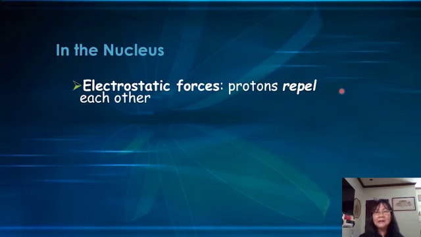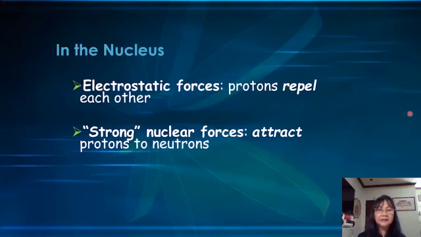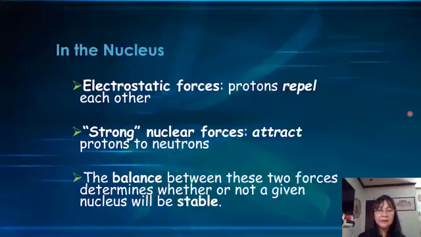So these are the laws of electrical charges. Electrostatic forces, if they have similar charges, they repel. And if particles have opposite charges, they attract each other. So for protons that are residing inside the nucleus, the tendency of them is to repel each other. So the strong nuclear forces attract the protons and neutrons. And the balance between these forces determines whether or not a given nucleus will be stable.